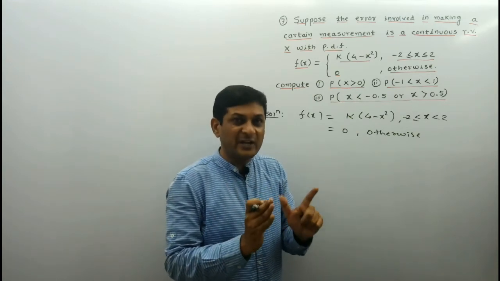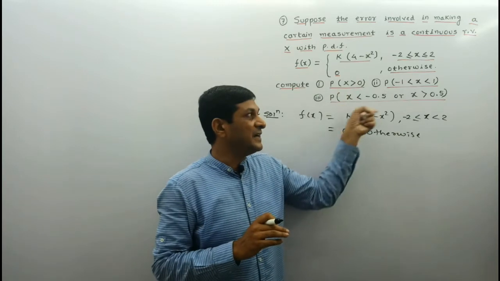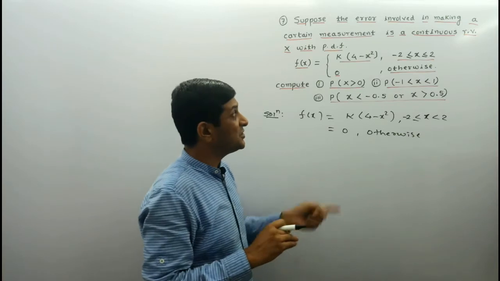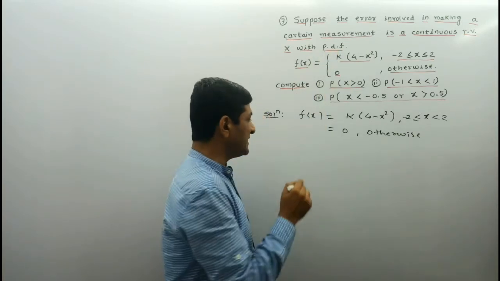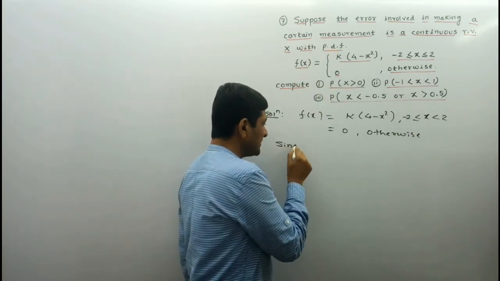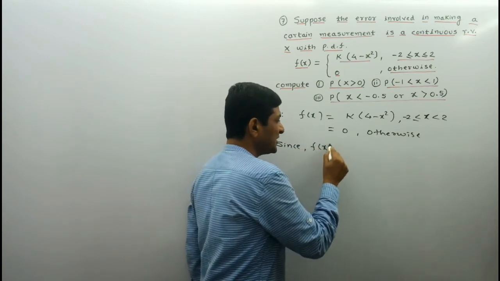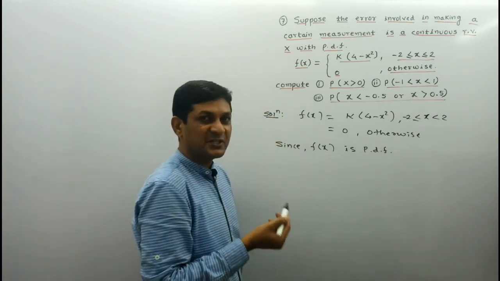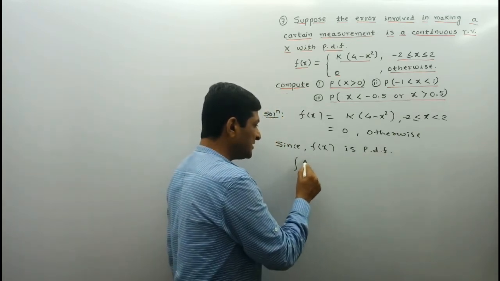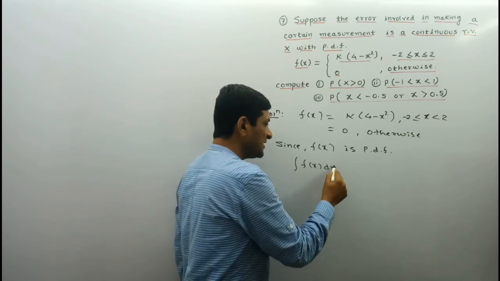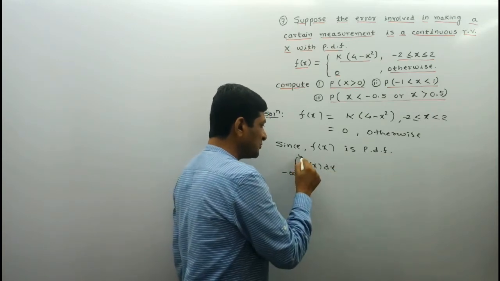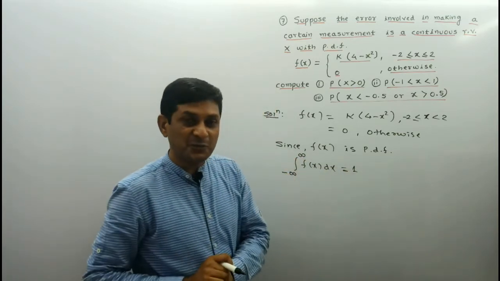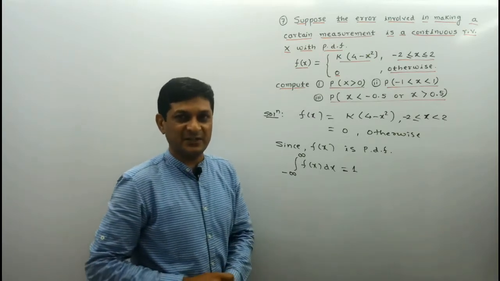First we find the value of k, and later on we will find our three required values. And to find the value of k we use which condition? That this f of x is a probability density function. Since it is given that f of x is a probability density function, it satisfies the condition that the integration of f of x dx, with limits from minus infinity to plus infinity, will be equal to 1. This condition is satisfied if f of x is a probability density function, according to its definition.